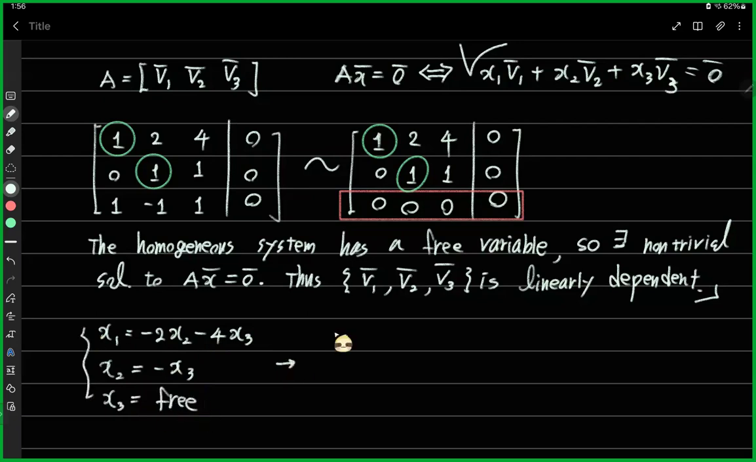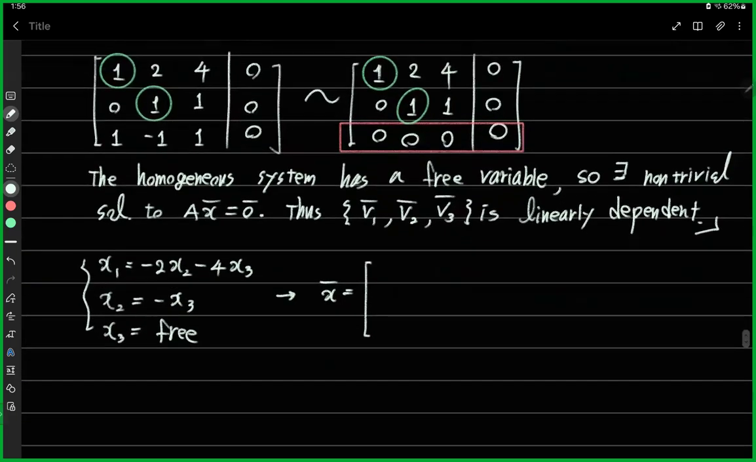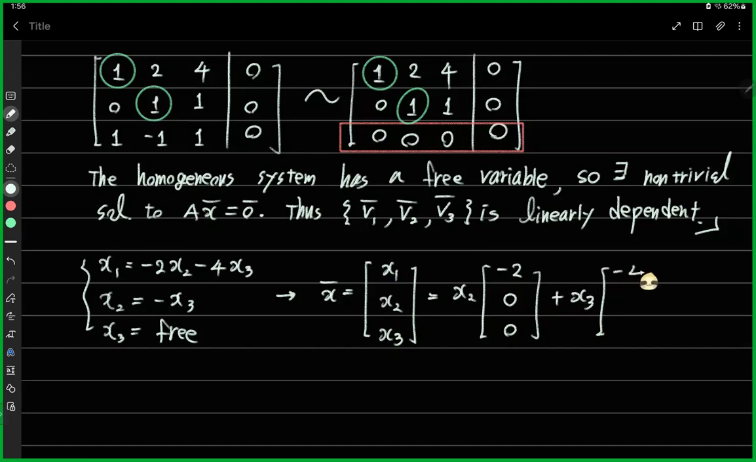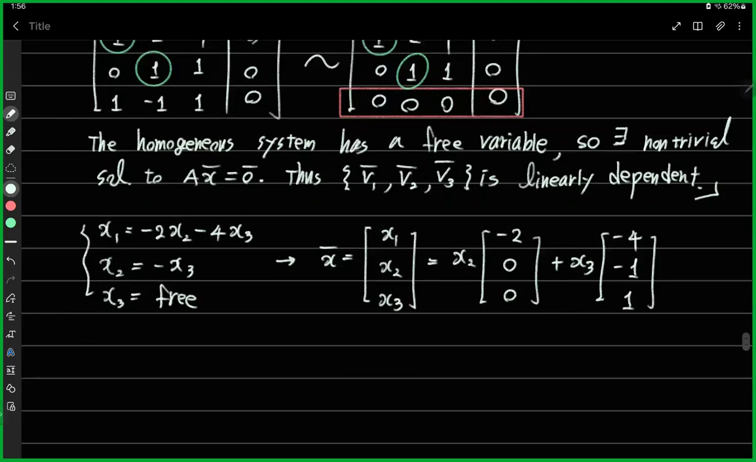So to figure out the relationship between v1, v2, v3, we need to figure out the parametric vector form of the solution. So x1, x2, x3 is equal to x2 times minus 2, 1, 0, and plus x3 times minus 4, minus 1, 1. You see that?